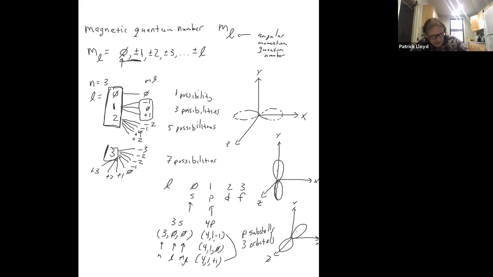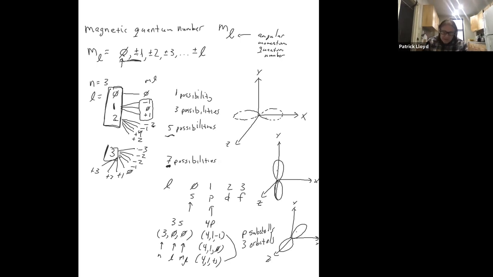Okay, so that's the idea. You could go -1, 0, or +1, so you have three possible orbitals. And then, as you go up, what's going on? When you go to L = 2, you have 5 possibilities. There's just 5 different orientations. And when you get to an F orbital, there's 7 orientations.